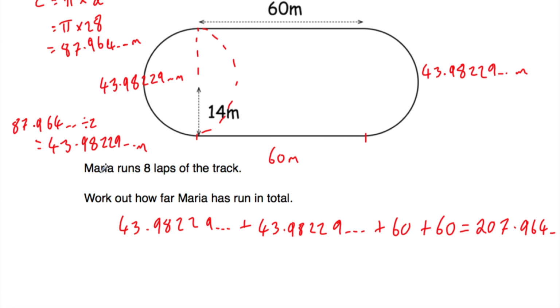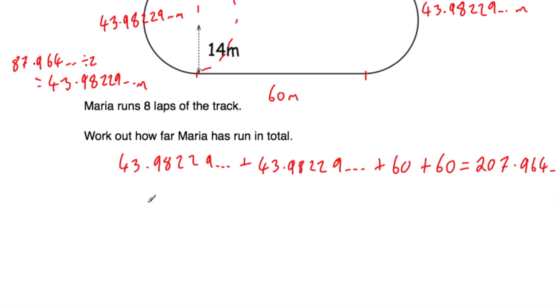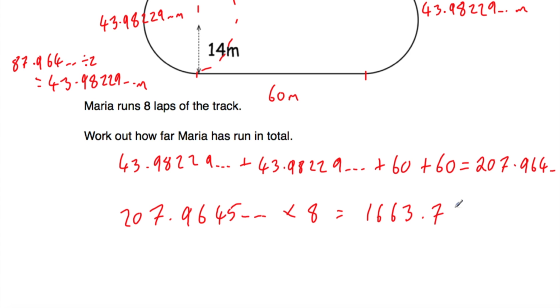Whenever we read the question, it says Maria runs 8 laps of the running track. So if we multiply this distance by 8, we'll find how far Maria has run in total. So let's take our 207.9645 and so on, and multiply that by 8 and see what we get. The answer would be 1,663.7167 and so on meters.